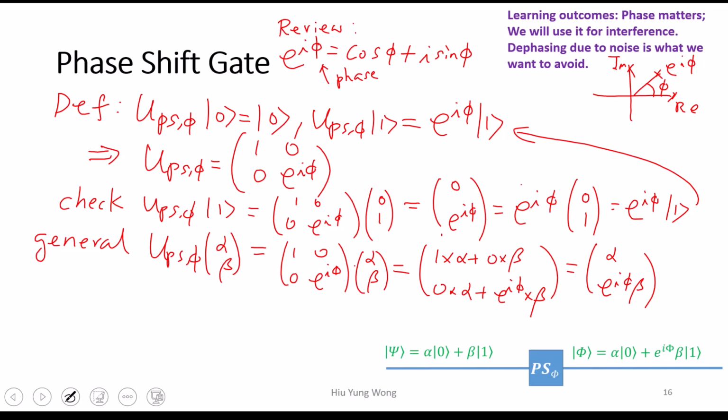Okay? And if I write it in the bracket form, it is alpha 0 plus e to the i phi beta 1. So you see that I don't change the phase of 0, but I change the phase of beta. This is important. You give a relative phase change to this state, and then it's not the same state. This is very important. A relative change. If you change them at the same time, later I will tell you that this is a global phase change. It doesn't matter. But we will talk about that later. But for this one, they relatively change. So it's completely different from the original state.